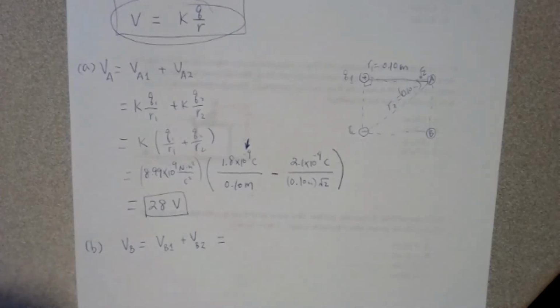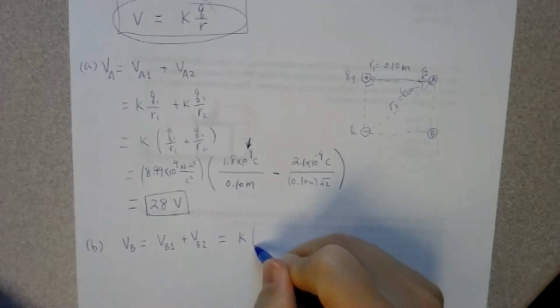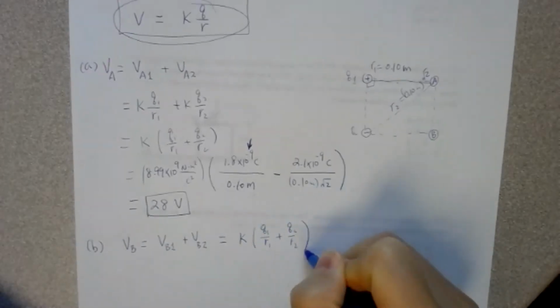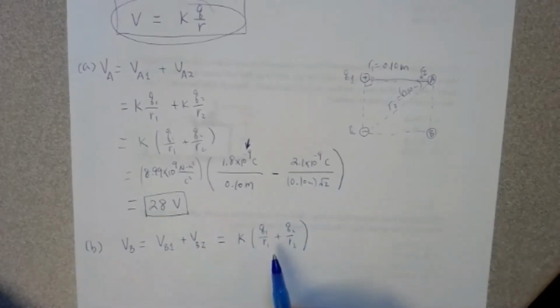So for the potential at point B, it's V_B due to charge 1 plus V_B due to charge 2. That should be equal to, similarly, K times Q1 over R1 plus Q2 over R2. It's going to be similar to what we did for part A. This time, Q1 and Q2 stay the same, but R1 and R2 change.